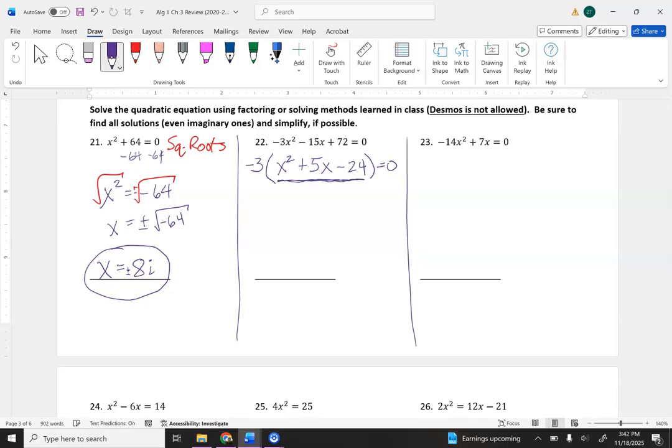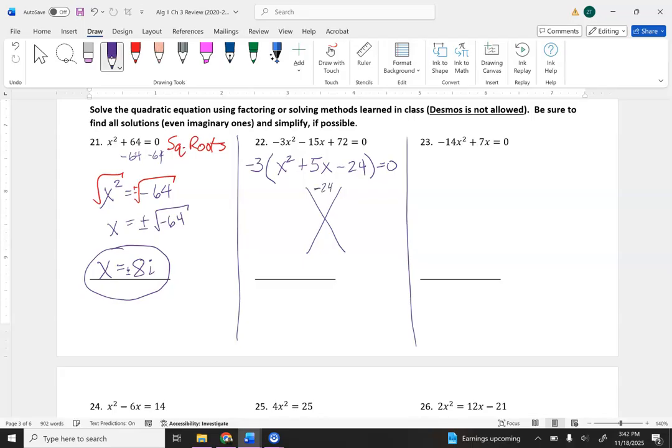So now that we've factored out the common term, we can go to the part of the decision tree that says how many terms are there. There are 3 terms. So then the next question is, is the a value 1? Now, of course, inside the parentheses, the number in front of x squared is 1. So the decision tree says, let's try reverse FOIL. All right, so we're going to see if this works out.